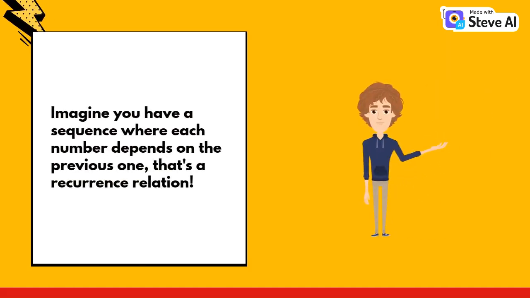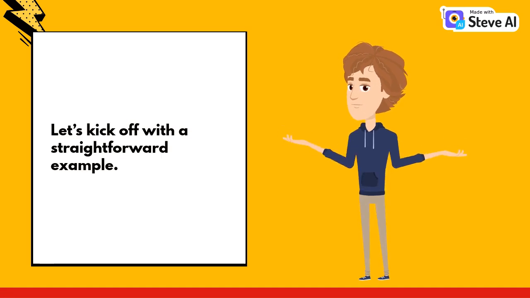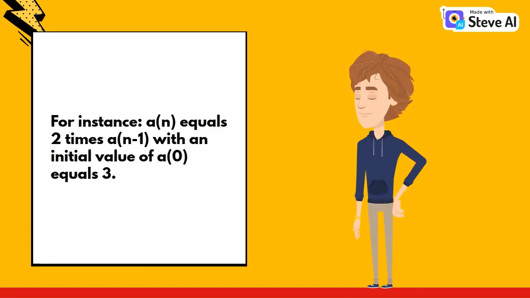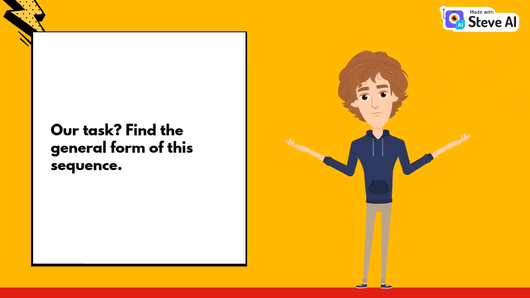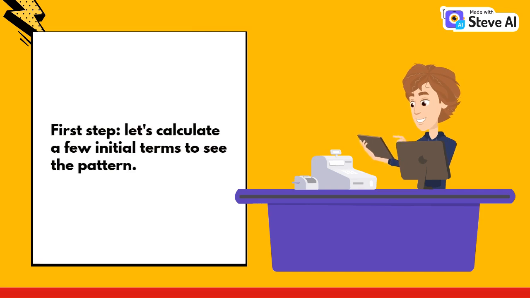Imagine you have a sequence where each number depends on the previous one. That's a recurrence relation. Let's kick off with a straightforward example. For instance, a(n) equals 2 times a(n-1) with an initial value of a(0) equals 3. Our task? Find the general form of this sequence. First step, let's calculate a few initial terms to see the pattern.